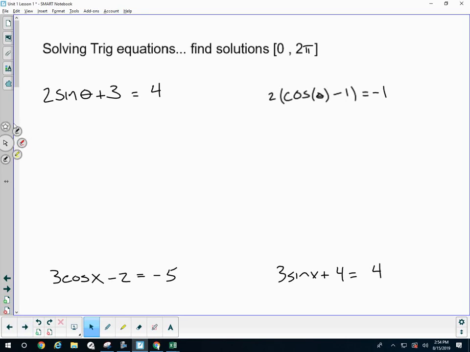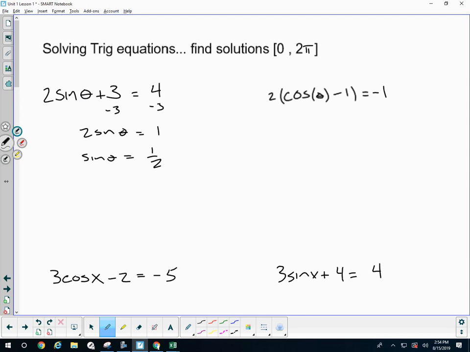Moving on, we need to be able to reference our unit circle knowledge and our understanding of the triangles to solve trig equations. This is something that you have to know. So, how am I going to solve a trig equation? I'm going to first start by isolating the trig function, by subtracting, by dividing, whatever you want to do to isolate the trig function.